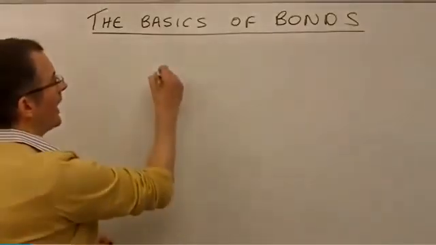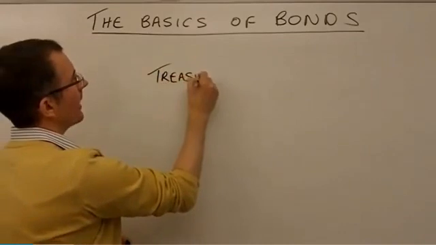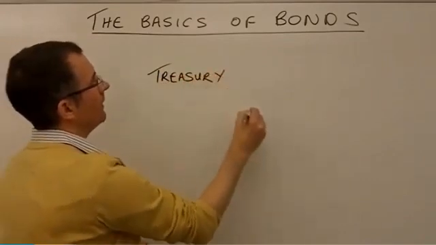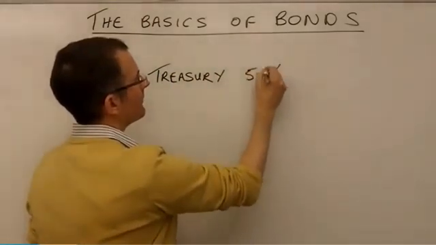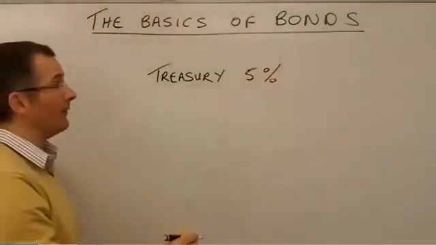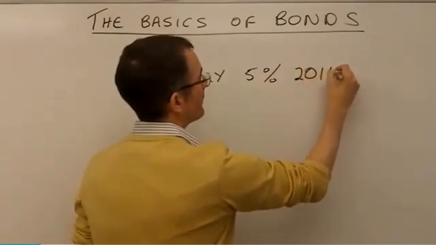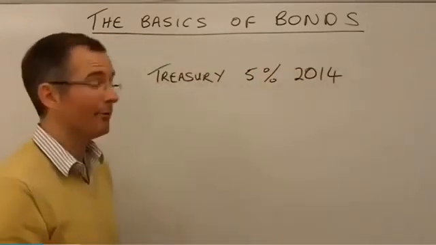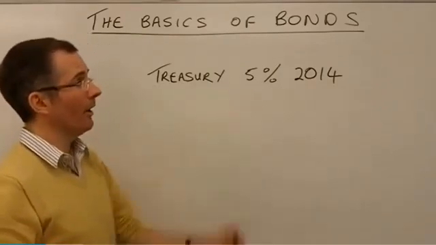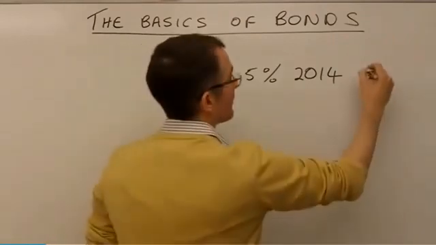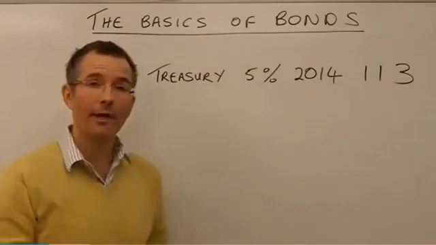So first of all, you'd have a word like treasury. That's actually just a name. Then you'd have a percentage. So it might say 5%. Then you'll find a date. So 2014. Doesn't have to be 2014, doesn't have to be 5%, but let's take those as examples. And then a price, £113, let's say. Normally just 113.